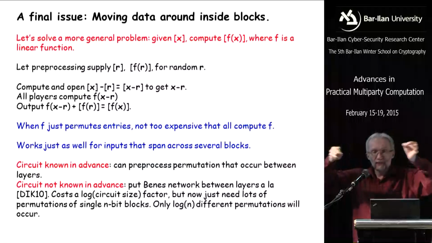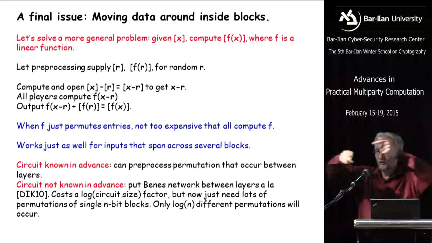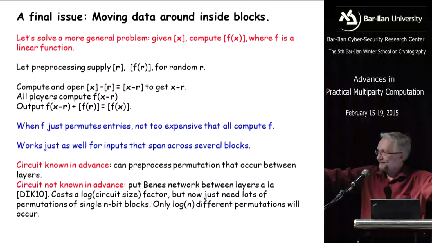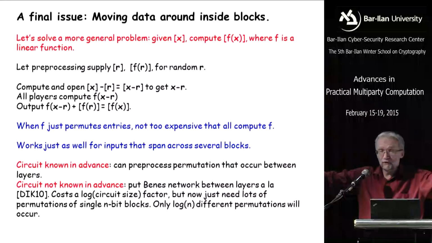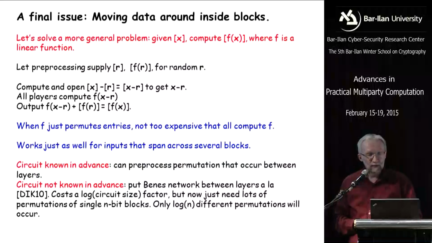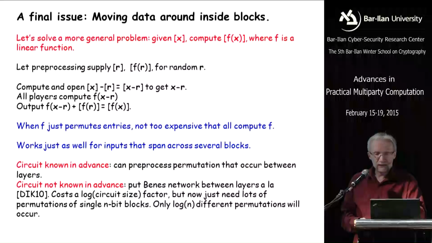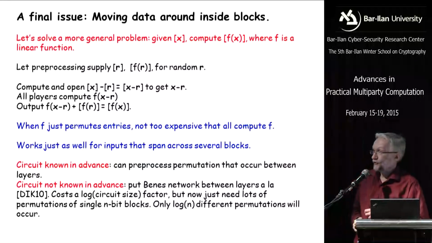So doing the computation inside the layers is fine, no problem. And then all we need to do is to rearrange the bits for the next layers. That's a known permutation. It's given when the circuit is given. So we can pre-process for that. And therefore, for every layer, I'll do this, where f is a linear function that says how you rearrange the bits between each layer.